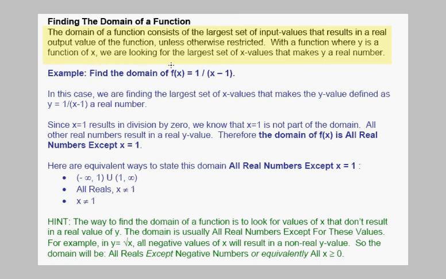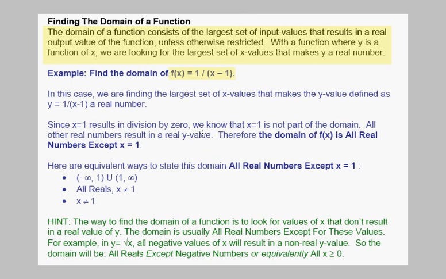Find the domain of f of x equal 1 over x minus 1. Here we want to find the largest set of x values that makes 1 over x minus 1 a real number. Now the easiest way to do this is to find all the x values that make it not a real number. And the only x value that will do that is x equal 1, because x equal 1 results in 1 over 1 minus 1, which is 1 divided by 0. So x equal 1 will make it not a real number.